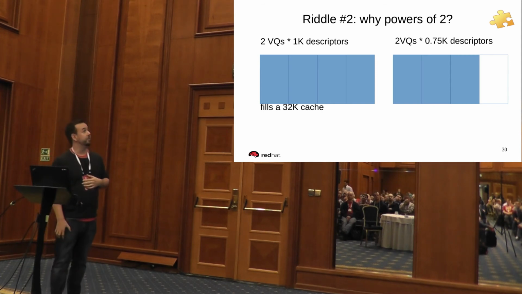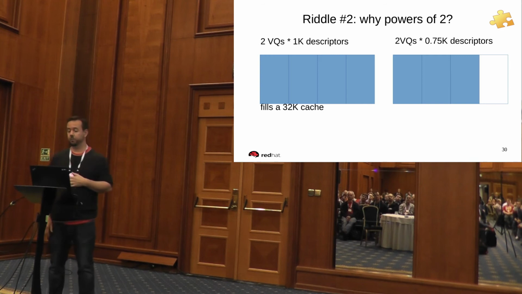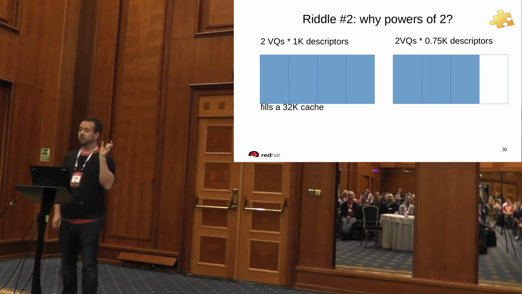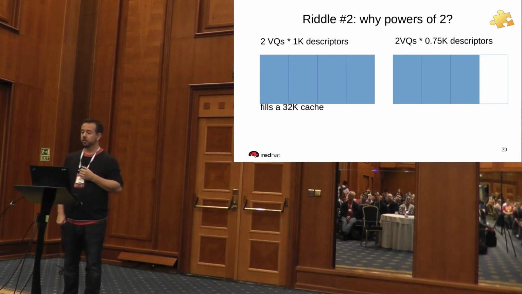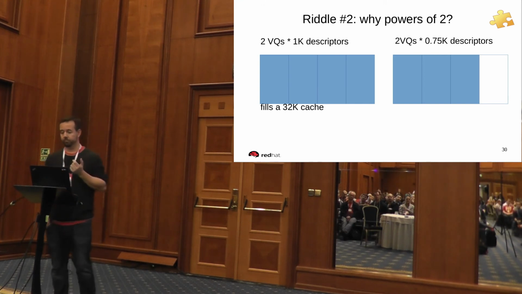Now, if we remove this requirement for power of 2, we could make it a little bit smaller. Say we give it 768 entries per ring. So that would leave us with at least 1 cache way free for something else to do.